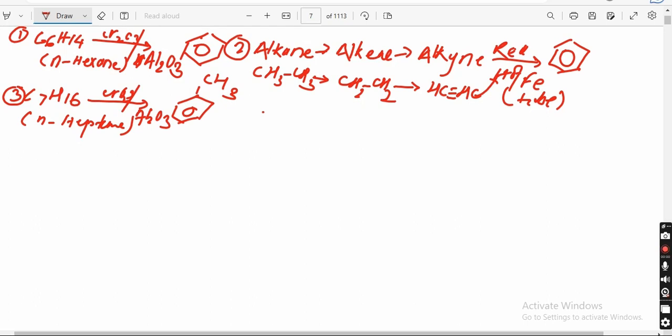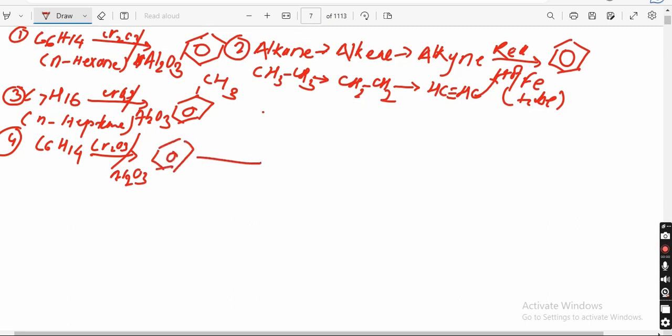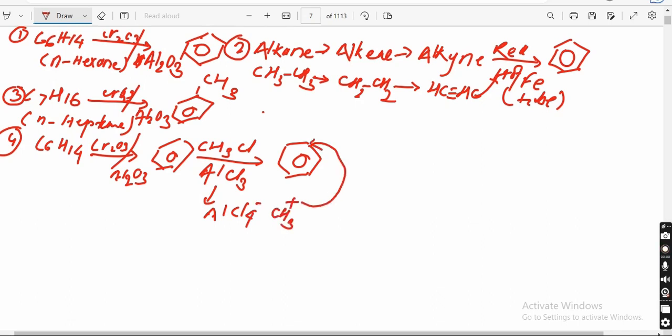So let us say we have made benzene. Suppose this is C6H14 and we convert this into benzene. So this is benzene, right? After converting into benzene, we will carry out Friedel-Crafts reaction, that is your CH3Cl suppose, and then we use AlCl3. This will produce what? Electrophile, right? How? By reacting, it will produce AlCl4 minus and CH3 plus, and this CH3 plus will attack the benzene to produce this toluene, right? Toluene.